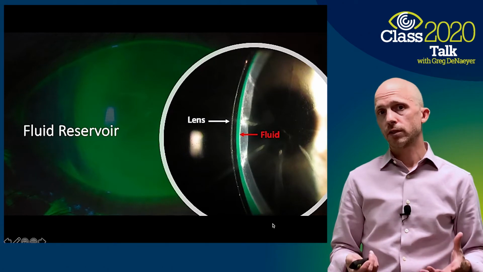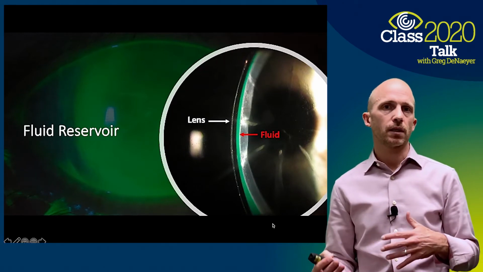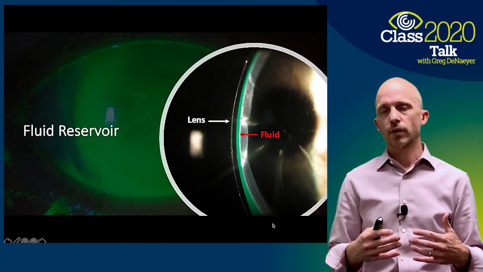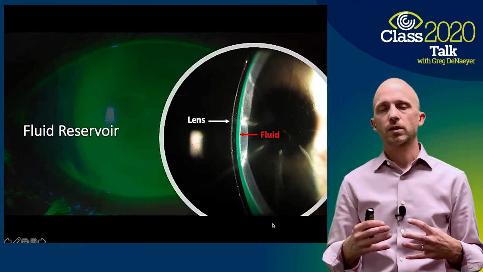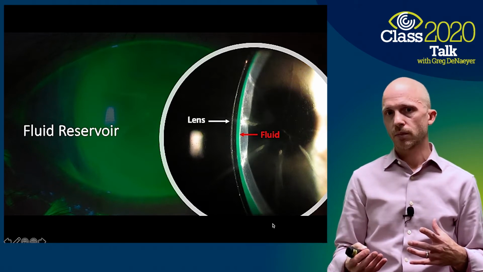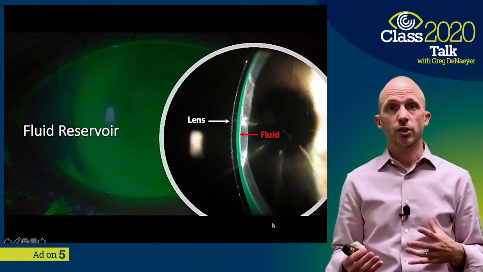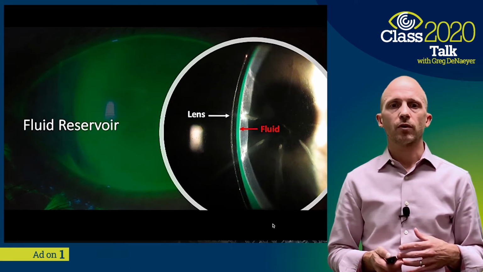Then we had the fluid reservoir, the reservoir of fluid that's trapped between the back of the contact lens and the cornea. And that fluid reservoir acts to help hydrate the corneal surface as the patient wears the lens during the day. And I'll be able to show you with some case examples some dramatic changes in corneal health after patients have worn scleral lenses for a couple of months.